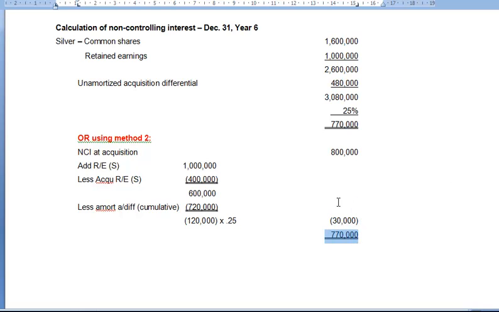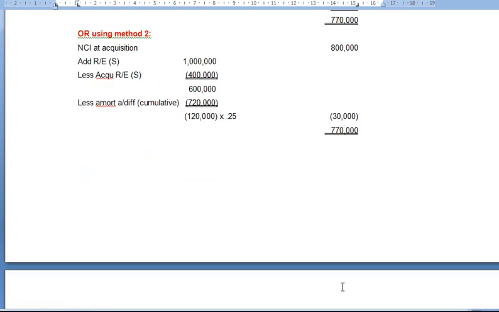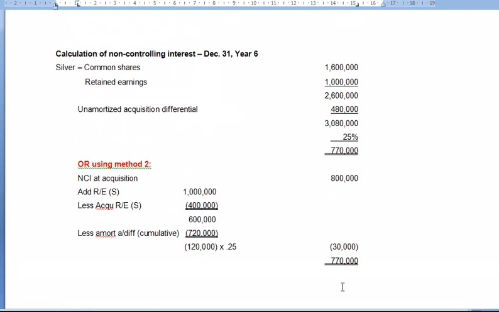So you can see again, I get the same answer regardless of method. Which method you use is up to you. I strongly recommend that you know both. Both are required to be known for our course.